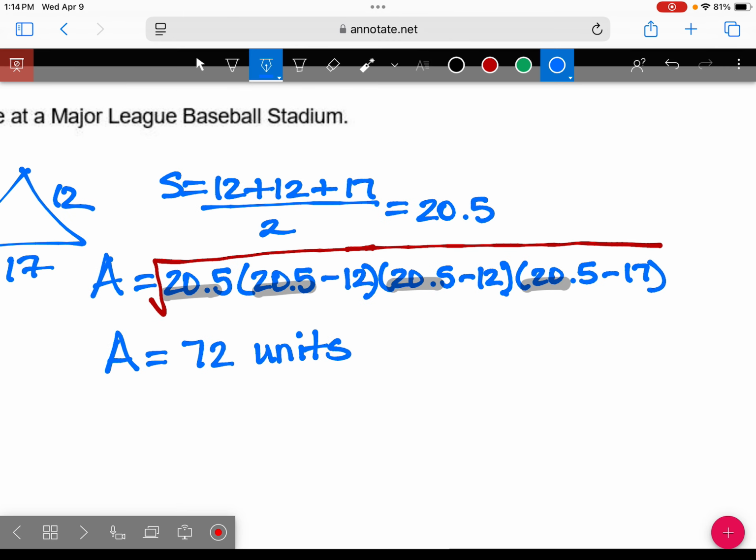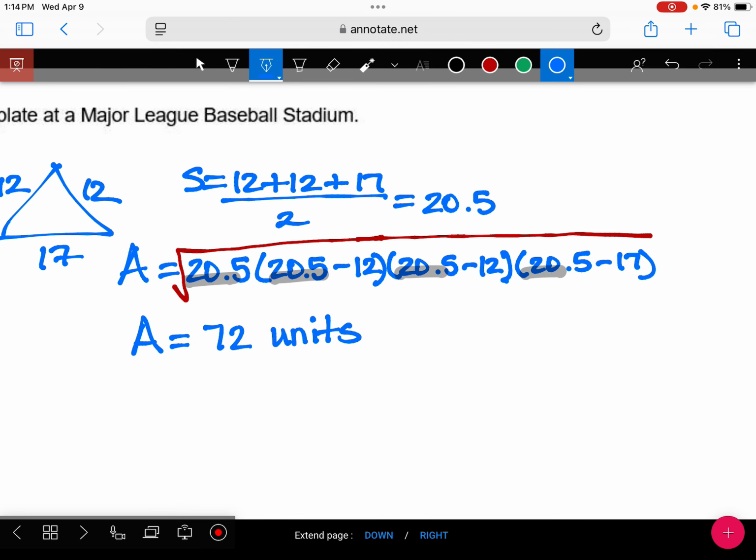And I think I got a decimal when I worked it out last year, so I just rounded it to 72. It must have been like 71.99 something. So I just rounded it to 72 for our triangle.